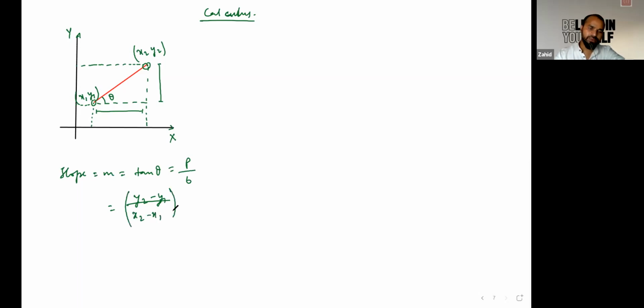So by knowing x1, y1 and x2, y2, we will be able to find the slope theta of this particular line, or the inclination of this line related to the x-axis or y-axis. Okay.